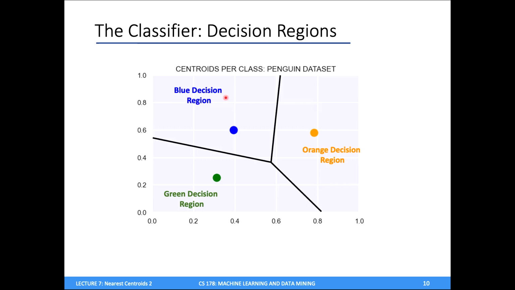So any new data that comes along and lives in this region will be classified as this blue label. Any new data that comes along will be classified as orange if it lives in this region, and the same thing for this final green region.